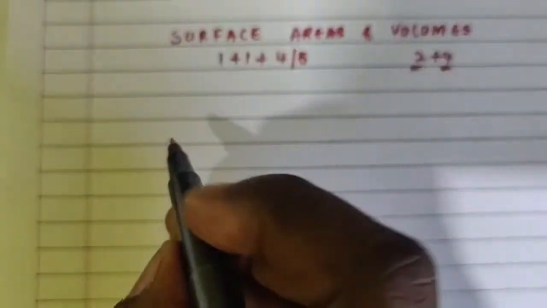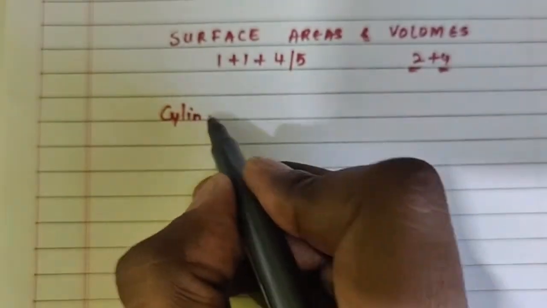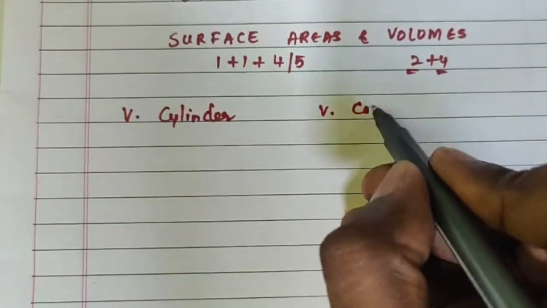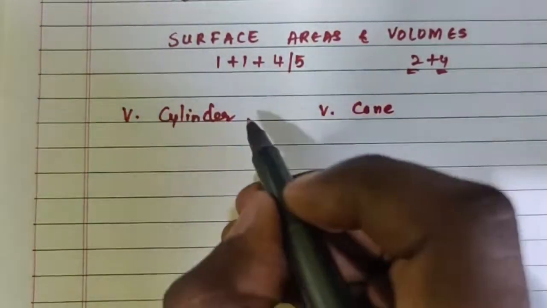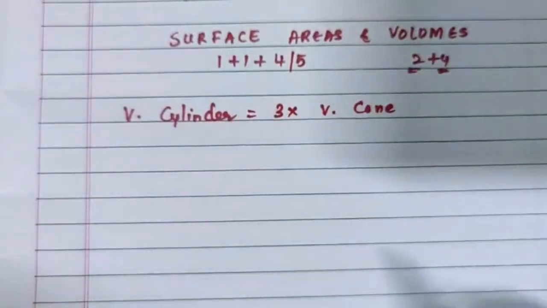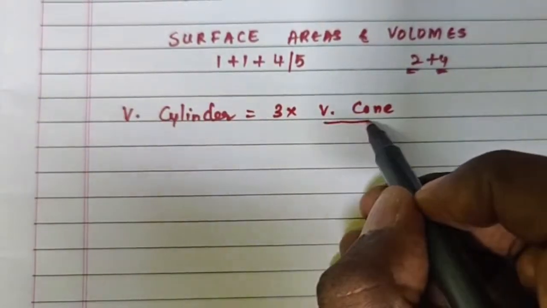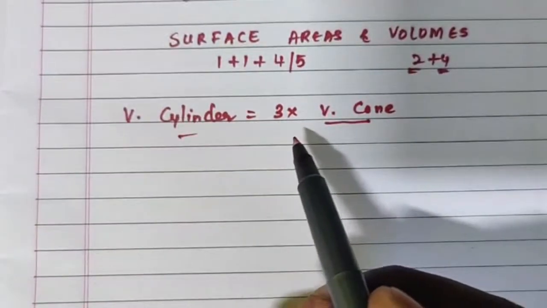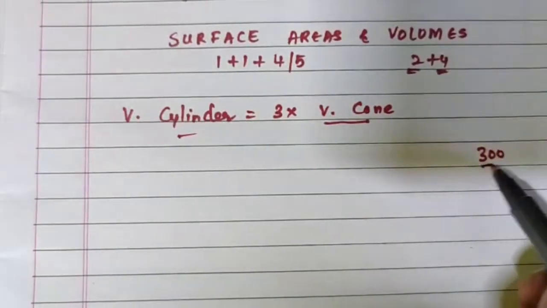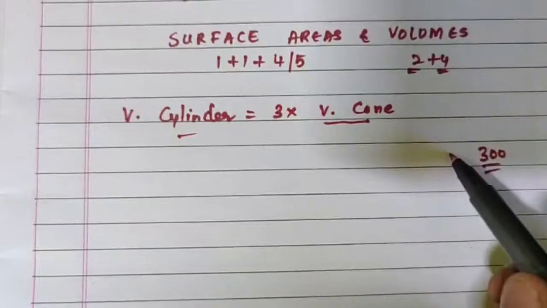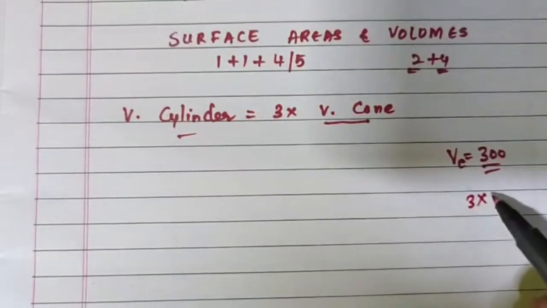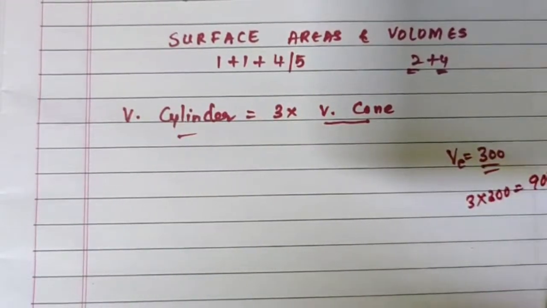You should also know the relationship between the volume of a cylinder and the volume of a cone. Volume of cylinder will be equal to 3 times the volume of cone. So in the examination they'll give you the volume of cone, and if they ask the volume of cylinder, you just need to multiply by 3. For example, if 300 is the volume of cone, the volume of cylinder will be 3 into 300, that is 900 centimeter cube or meter cube.